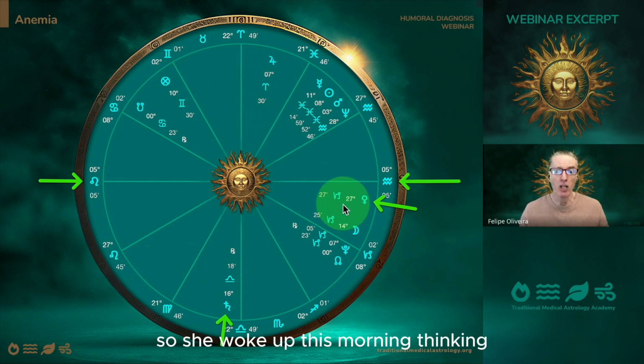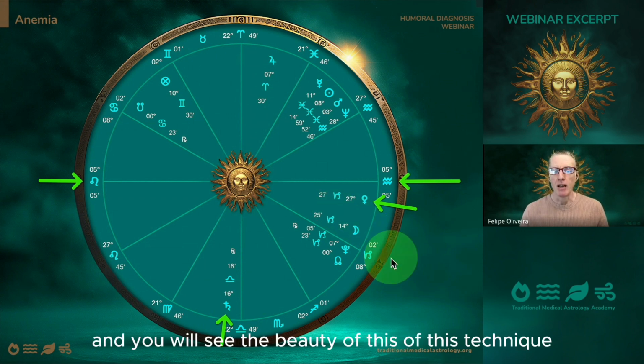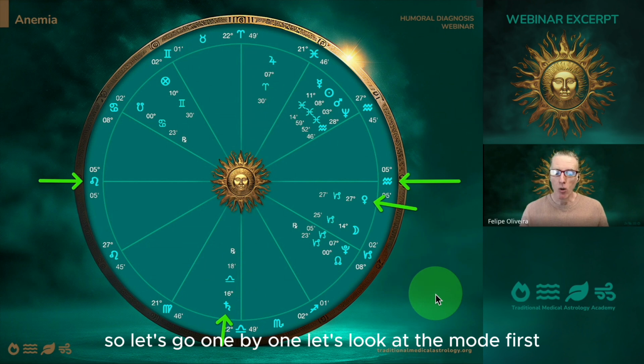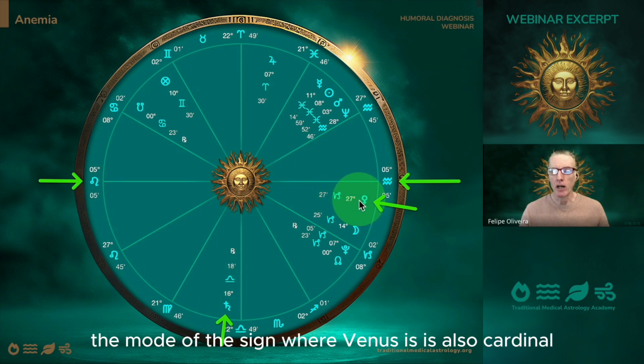So she woke up this morning fainting. What's going on with her? You will see the beauty of this technique because it describes sharply the condition from different angles. So let's go one by one. Let's look at the mode first. You will see that Libra's mode is cardinal. The mode of the sign where Venus is also cardinal.